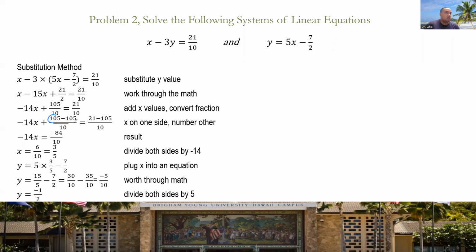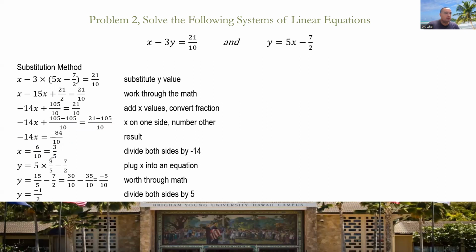If we subtract 105 from both sides, 105 divided by 10, we end up with negative 14 over 84 divided by 10. And if we divide that by negative 14, divide that by negative 14, we get x equals 6 over 10, which comes down to x equals 3/5. And there's our answer for x.